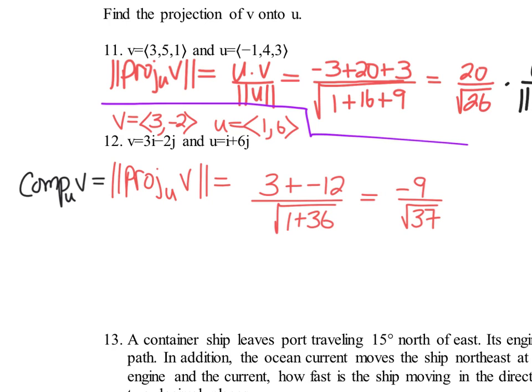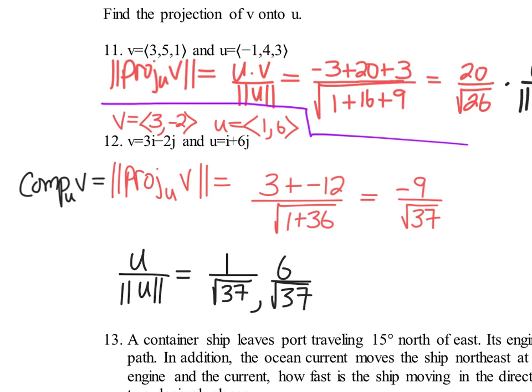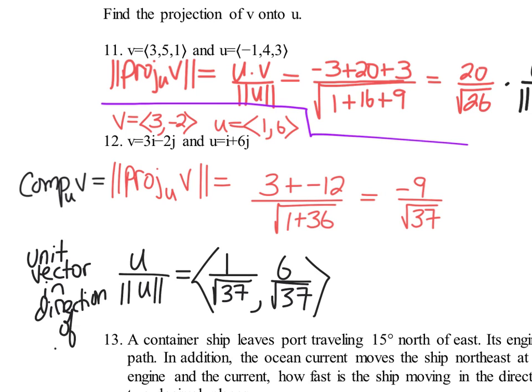What we need is an actual projection. So the projection takes this and multiplies it by a unit vector in the direction of U, specifically in the direction of U. So I need U over the magnitude of U. Unfortunately, we already figured out the magnitude of U. So that's going to be 1 over the square root of 37 and 6 over the square root of 37. All right, so it's a unit vector in the direction of U. Multiply the two things together and you have the projection.